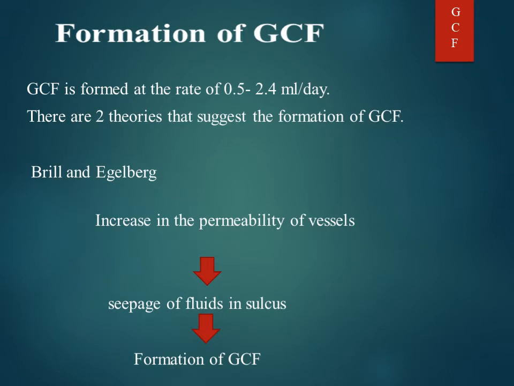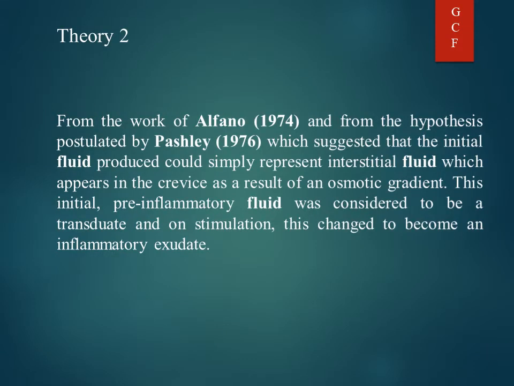So formation of GCF, as we already suggested, there are two theories that are proposed. One by Brill. According to him, it is derived from the gingival plexus of blood vessels, and it is caused because of the increased permeability of the vessels. So because of the vascular permeability, there is seepage of fluids into the sulcus, resulting in the formation. The other theory by Pashley and Alfano suggests that the initial fluid just represents your interstitial fluid, and because of osmotic variation or gradient, it flows into the crevice.